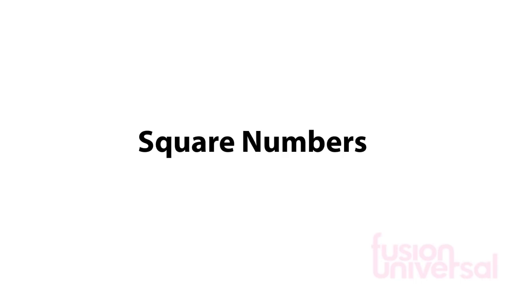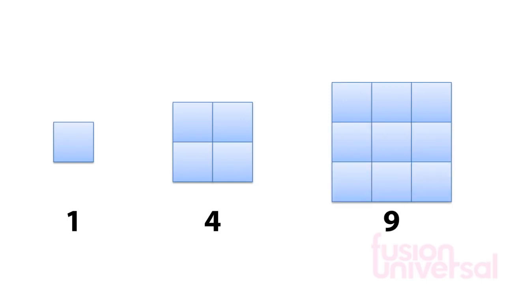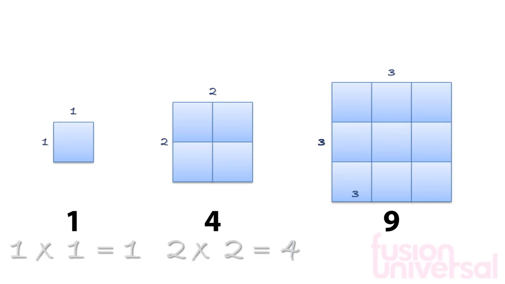Here are some patterns using square tiles arranged in a square. The first picture has 1 tile. The second picture has 4 tiles. The third picture has 9 tiles. We get these numbers as follows. The first picture has 1 row and 1 column. The second picture has 2 rows and 2 columns, and the third picture has 3 rows and 3 columns. We can see that 1 times 1 equals 1, 2 times 2 equals 4, and 3 times 3 gives us 9.